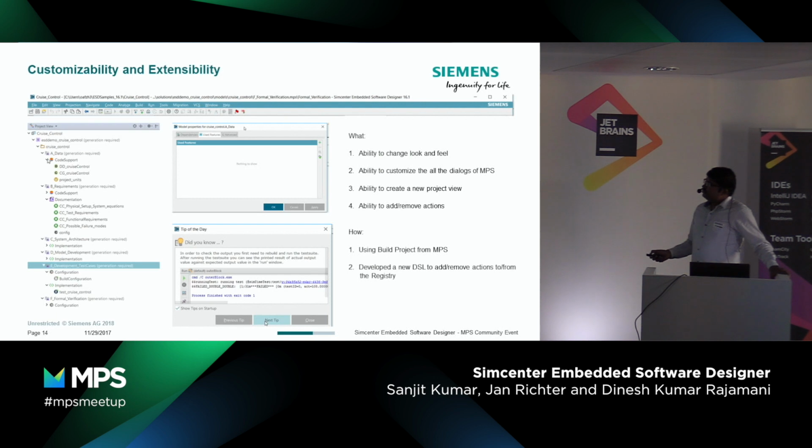we are giving a new project view similar to the logical view of MPS, with things like code support and documentation. When you create a root node, it automatically creates a virtual package and says which type of root node it is. How do we do it? Using the build project from MPS. And then we developed a new DSL along with items to add and remove actions. That is the action filter available in Embedded.